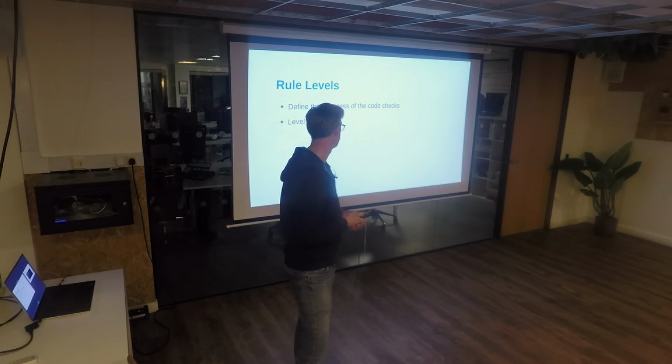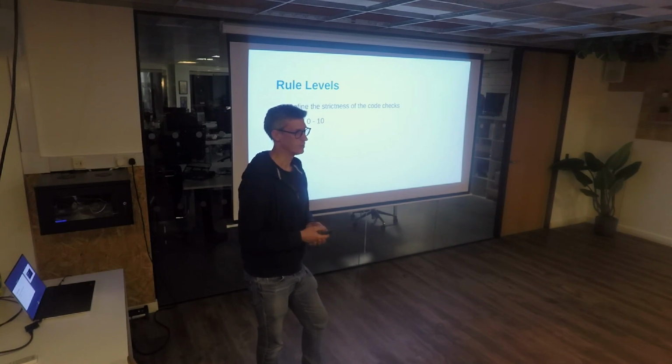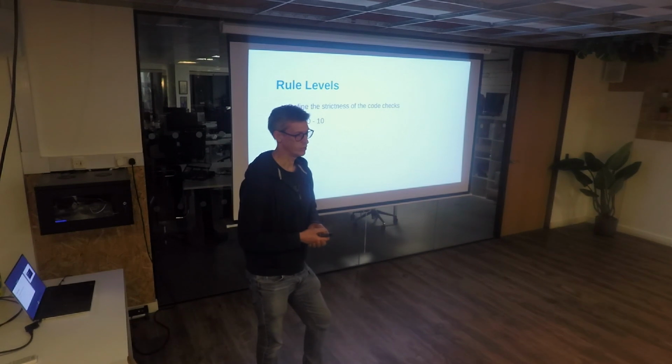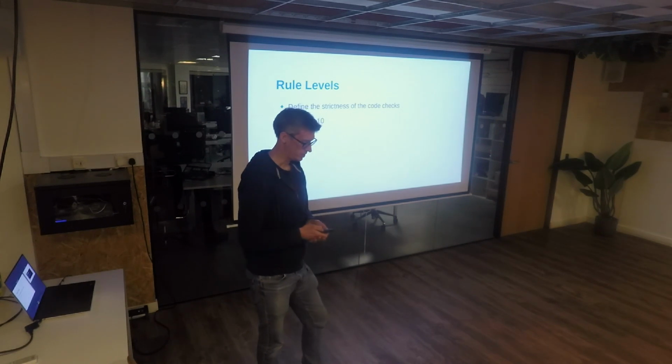So one of the features that PHPStan has that is particularly legacy friendly is rule levels. What rule levels allow you to do is to define how strict the tool is in analyzing your code. So you start at level 0, which is the least strict, up to 10, which is the most strict. So typically, if you're introducing into a legacy project that's likely to have lots of issues already, you're going to want to start at the lowest level, which is exactly what I did.